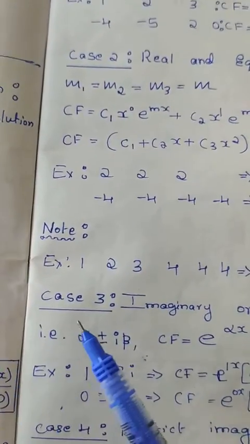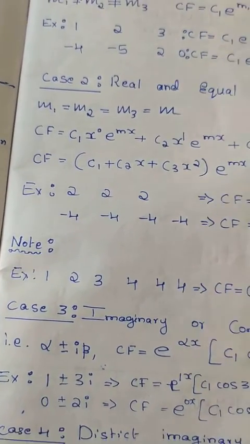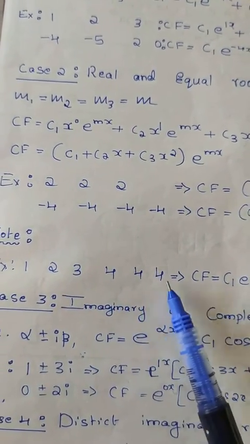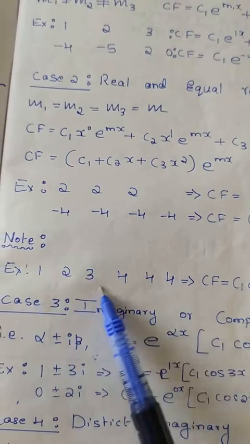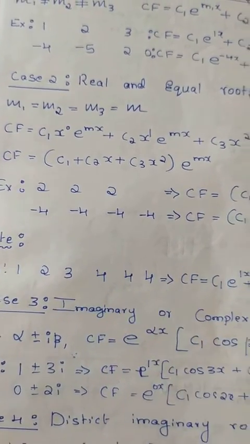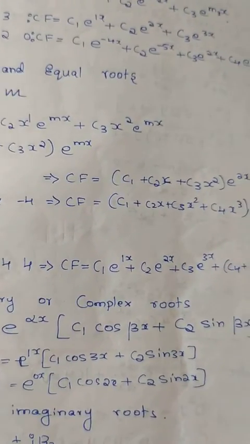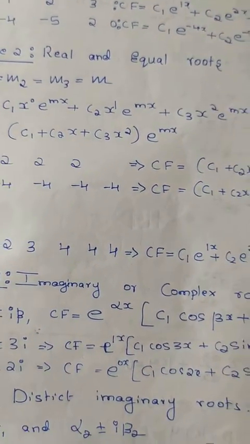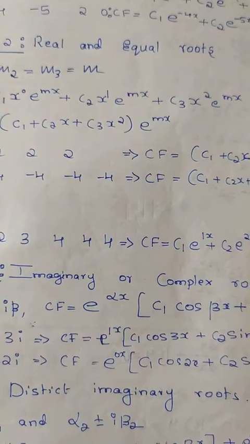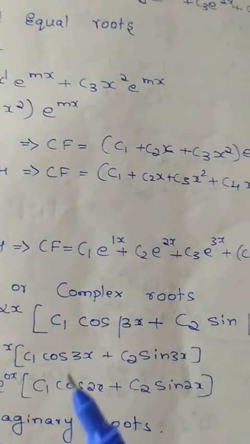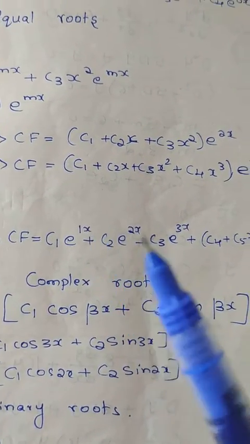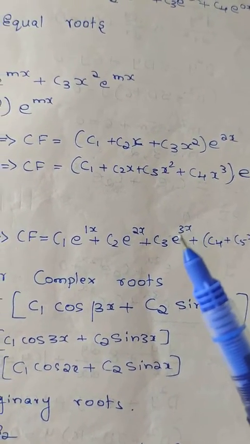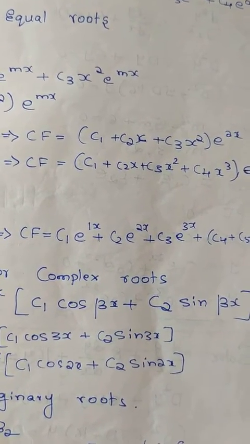Now, I will mix both case 1 and case 2. That means 1, 2, 3, 4, 4, 4. 1, 2, 3 are real and distinct. 4, 4, 4 are real and equal. Case 1 plus case 2. How many roots are there? 6 roots. That means you have to take 6 arbitrary constants. See, C1 e power 1x plus C2 e power 2x plus C3 e power 3x because 1, 2, 3 are real and distinct. Case 1.